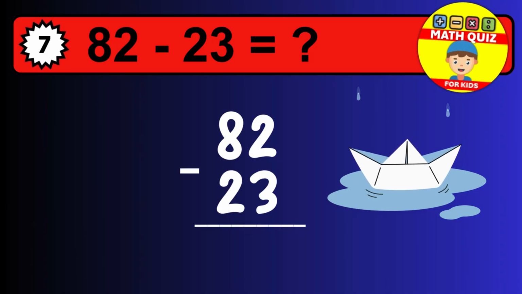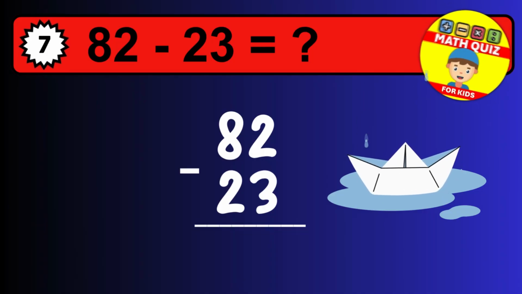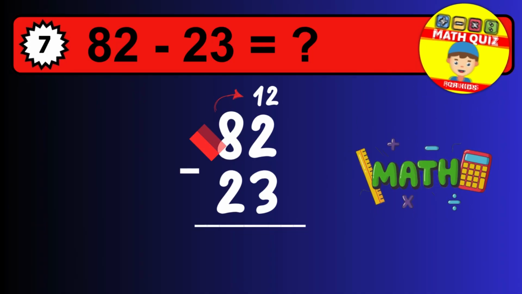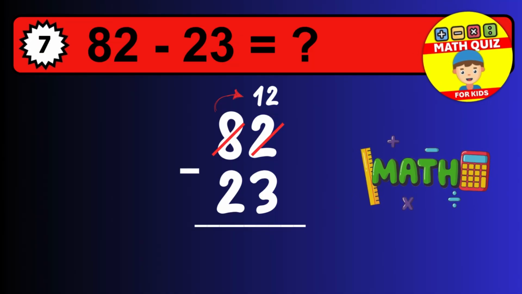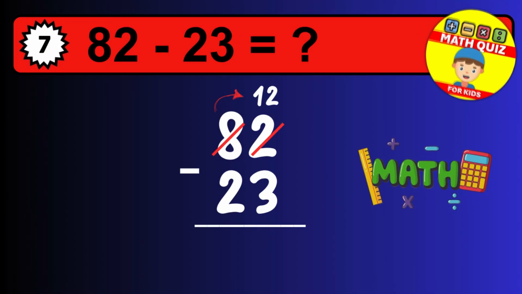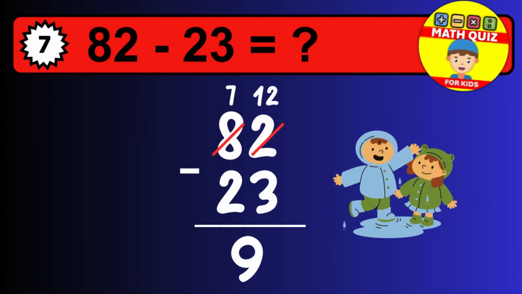Let's solve this step by step. We start with the units. 2 minus 3 is not possible, so we need to regroup. We take one 10 from the tens column. Now we have 7 tens, and the units become 12.